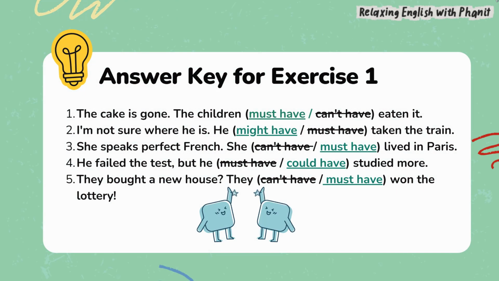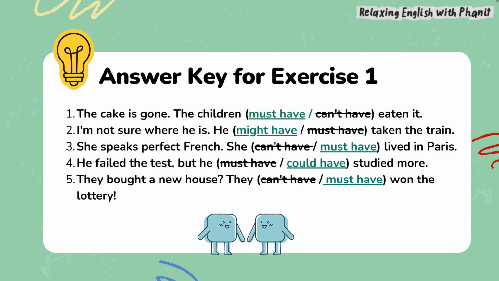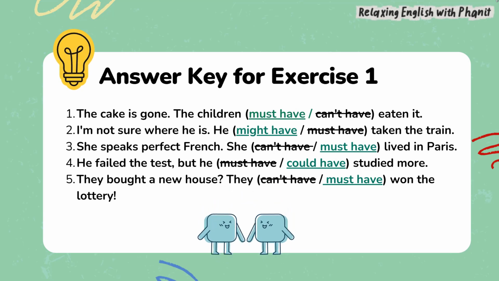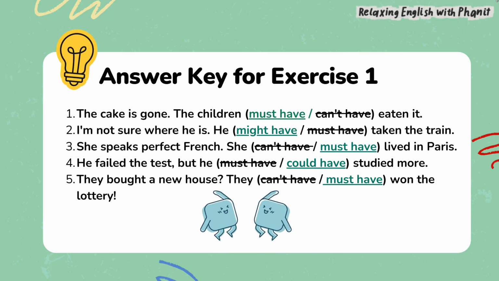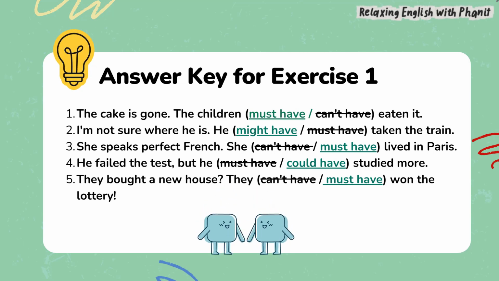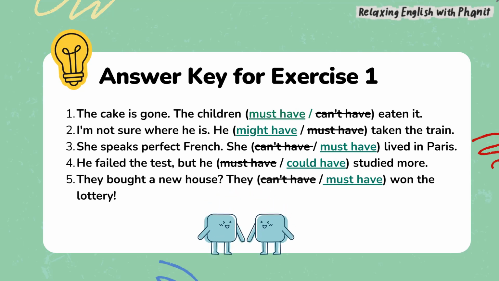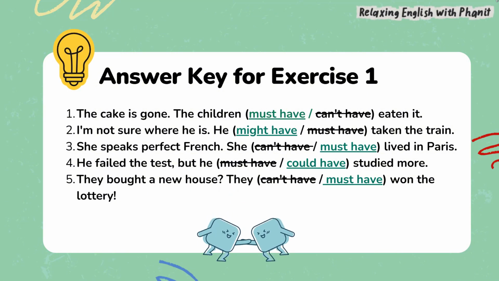Okay, let's see how you did. For exercise 1. 1. Must have. The evidence points directly to them. 2. Might have, could have. You're not sure, it's just a possibility. 3. She must have. Such perfect French strongly suggests she lived there. 4. Could have. This is a past opportunity he didn't take. 5. Must have. Buying a house is big. Winning the lottery is a logical conclusion.